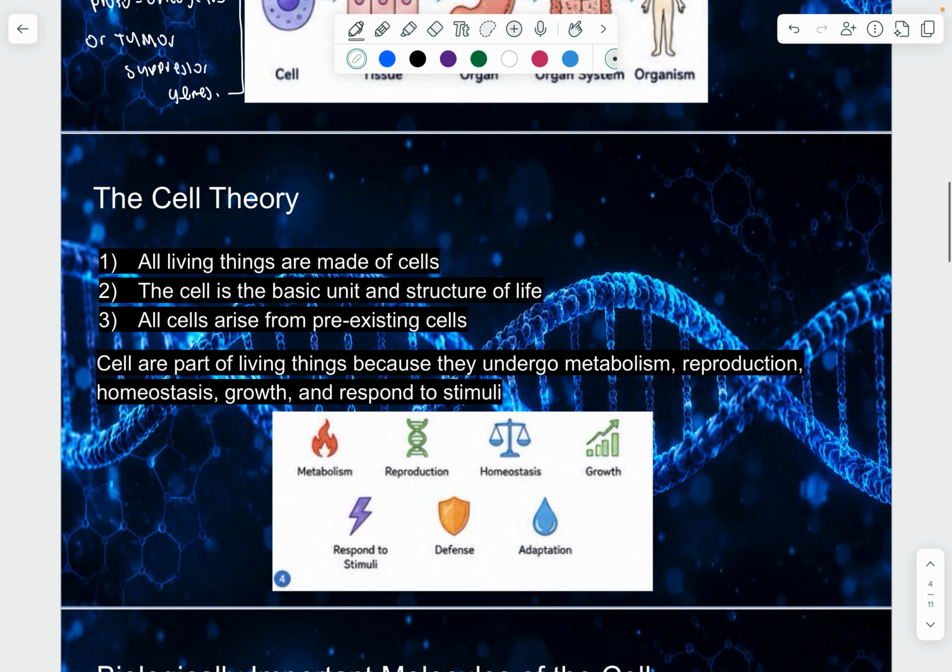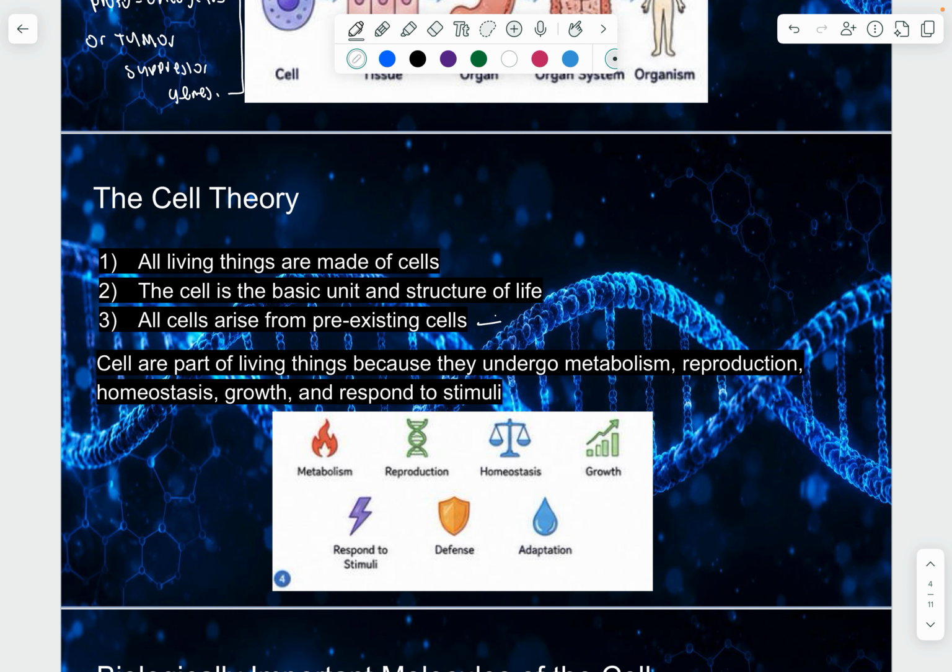Now we talk about the cell theory. If you are studying for the MCAT, it would be good to know it. If you are past the MCAT and in med school, it's probably not something you will directly be tested on, but nevertheless something good to know. All living things are made of cells. The cell is the basic unit and structure of life, and all cells arise from pre-existing cells.